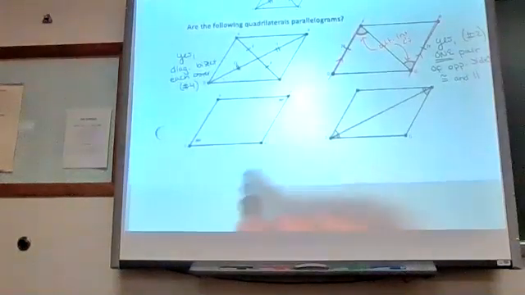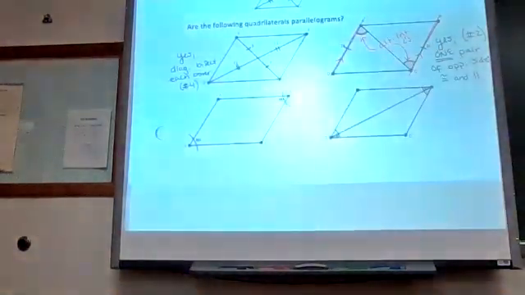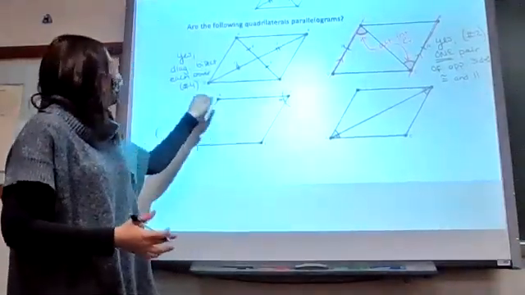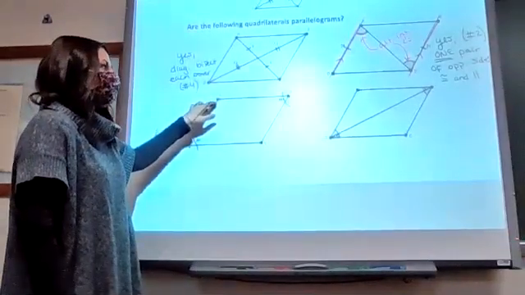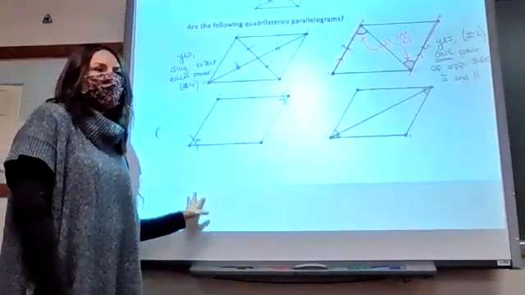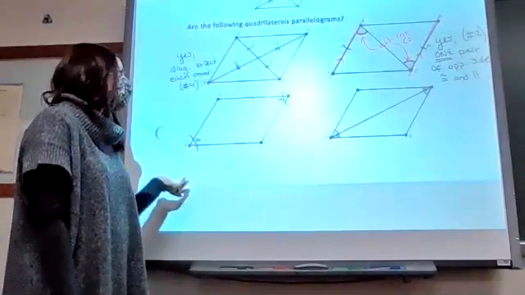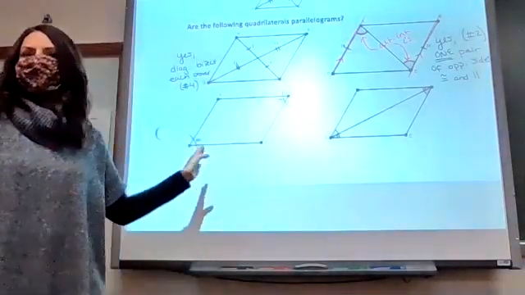On my third parallelogram, I'm told 65 and 65. Now I don't know if these lengths are the same. I don't know if this is parallel, so I have no idea what this angle is. So do I have enough to say that? No, I don't. It looks like one, but I don't have enough to say that it's a parallelogram. I only know that one pair of opposite angles are congruent.